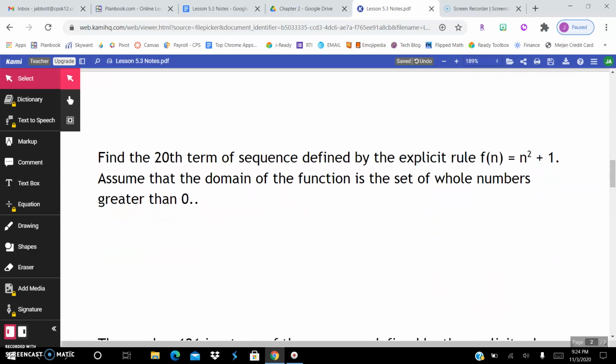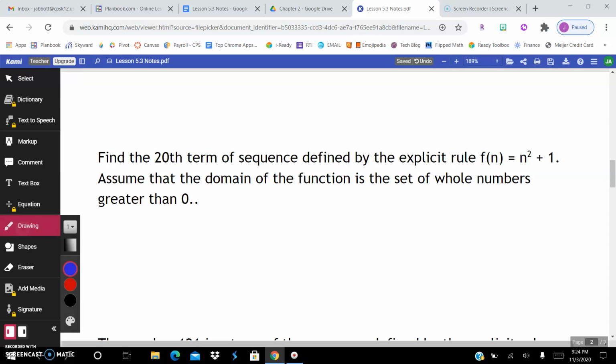Find the 20th term of the sequence defined by the explicit rule f of n equals n squared plus 1. Assume that the domain of the function is the set of whole numbers greater than 0. So we are going to find the 20th term. We have to plug in 20 for n. So f of 20 is going to equal 20 squared plus 1. 20 squared is 400, so 400 plus 1 would be 401 for our 20th term.